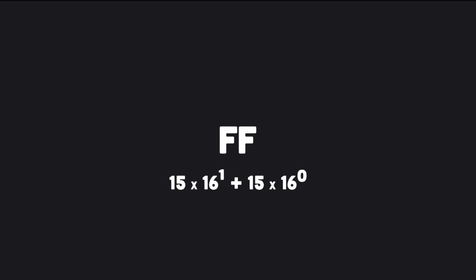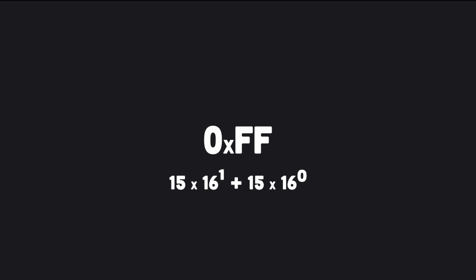For example, the hexadecimal number FF translates to 15 times 16 to the power of 1 plus 15 times 16 to the power of 0. We typically add 0x before hexadecimal numbers to avoid confusion with decimal numbers, like 0xFF.